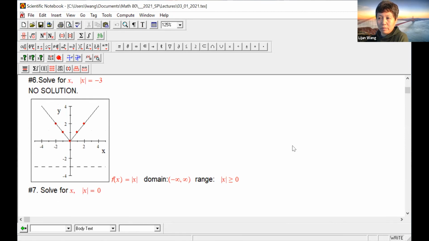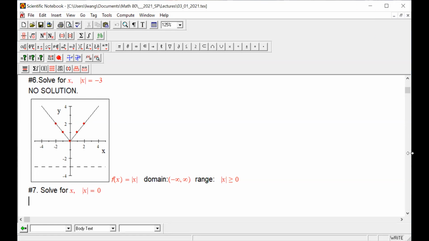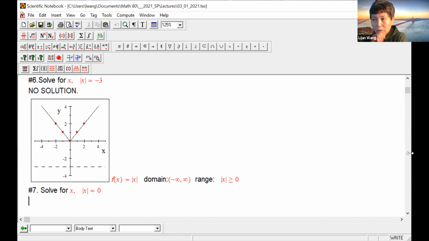How about number 7? 0. That's right. There's only one solution. You can see other examples we have done. The first example, second example, right? There are 2 solutions there. Here, there's only one solution. And number 6, there's no solution. So the solution is what? X equals 0. Very good.